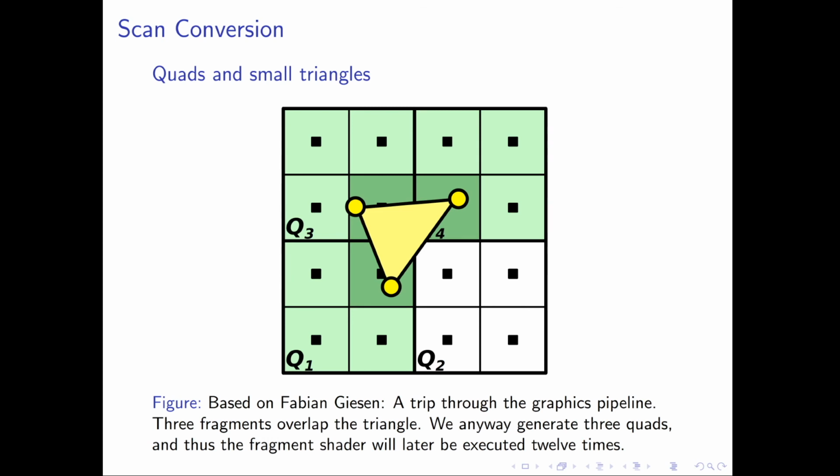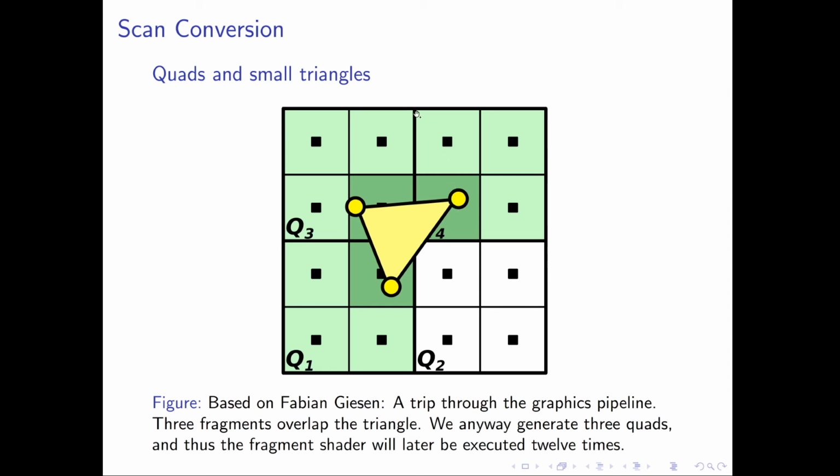And as a matter of fact, small triangles can be problematic for other reasons. Take for instance this illustration here, where we have a relatively small triangle and it overlaps three fragments. And unfortunately, it just overlaps three fragments that are all part of a different fragment quad.